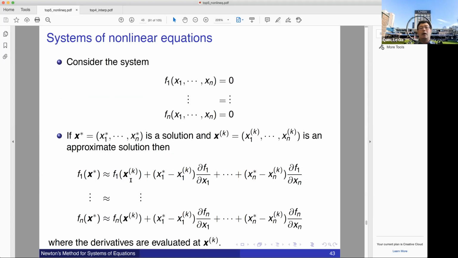Okay, so now I use the Taylor expansion. Then I write out the Taylor expansion for F1. So it will be of this form. Remember we use Taylor expansion over n variables. Yeah, so that's why we have a partial derivative of x1 up to partial of xn. And so now, remember we put x star here, yeah? And then what do we get here?